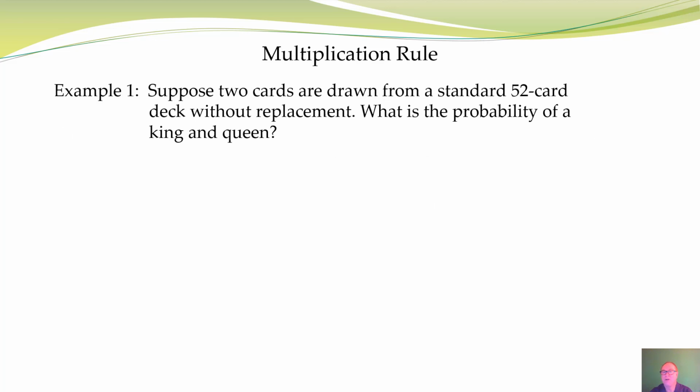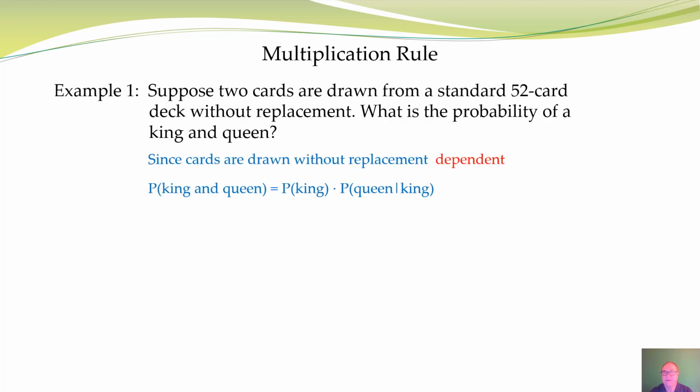Example, suppose 2 cards are drawn from a standard 52 card deck without replacement. What is the probability of a king and queen? Now we're not putting the card back in, so this makes it dependent. Okay? Now, probability king and queen. So that's going to be the probability of a king times the probability of a queen given the first card was a king. So the probability of a king is 4/52 times. There's still 4 queens in the deck, but there's 1 less card, so it's 4 out of 51.